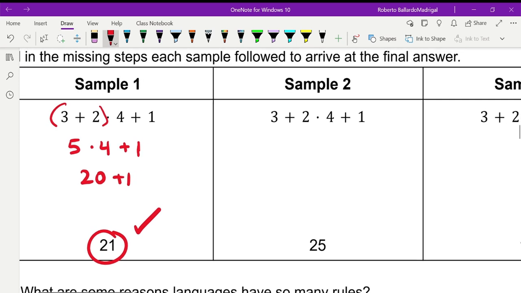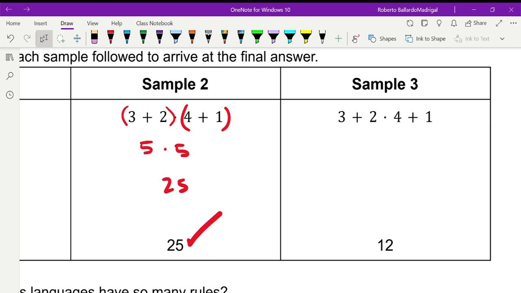Sample 2, where should I place my parentheses for sample 2 to get 25? Go ahead. Where? Here? At the 4 and what? Right here. Okay. So if that's the case, then I should probably do this as well. 3 plus 2 is 5. 5 times 5 is 25. And that checks out. Thank you. 25.